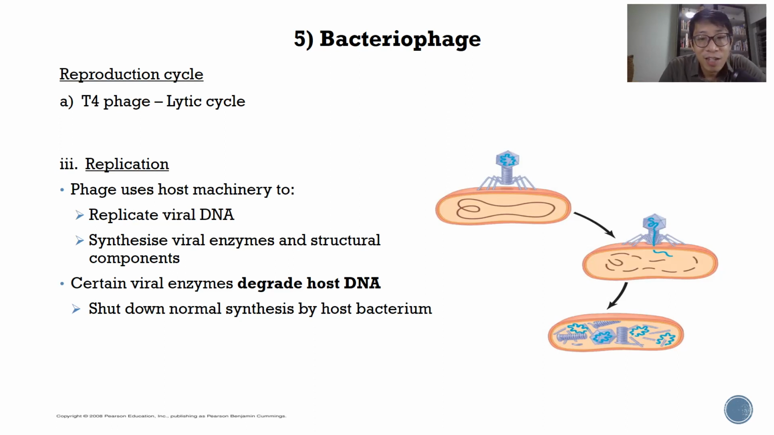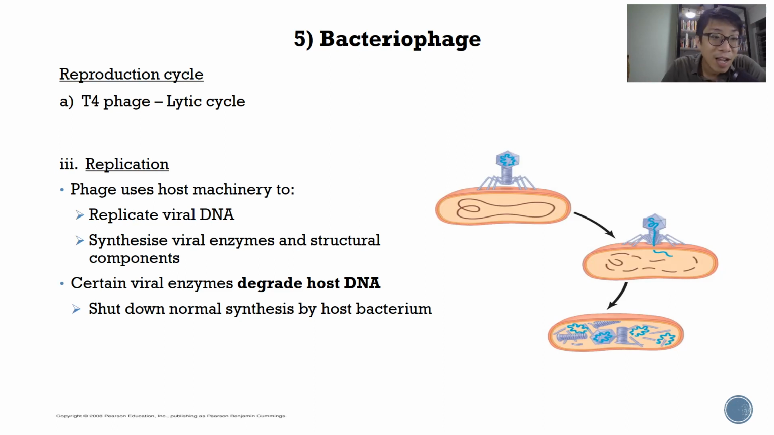So that would prevent the bacterial host cell from undergoing its own synthesis, be it DNA replication or protein synthesis. So all the resources, raw materials, the ribosomes, the enzymes, the energy, everything is devoted to the replication of the viral DNA as well as the synthesis of the viral proteins. So this is what we call the viruses taking over the host machinery. The host machinery is no longer making its own DNA and proteins, it is making the viral DNA and viral proteins.